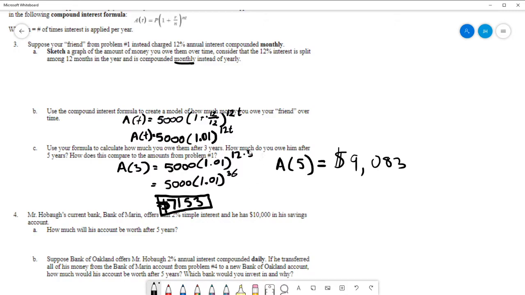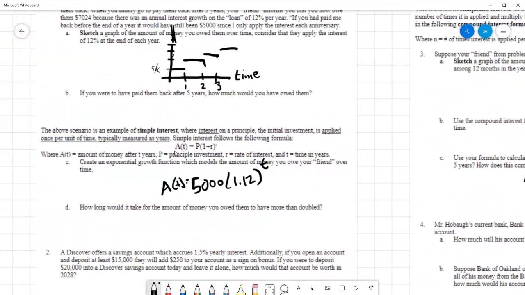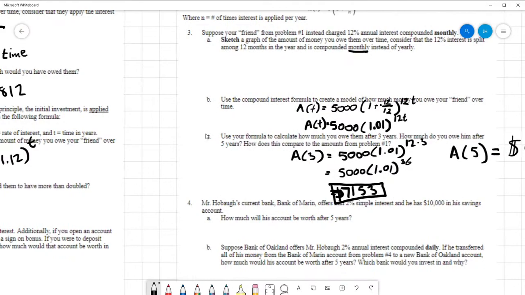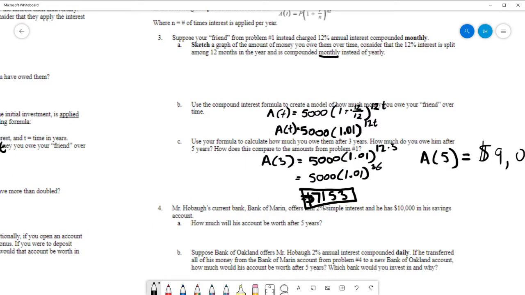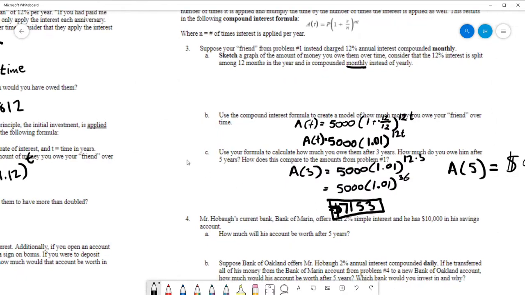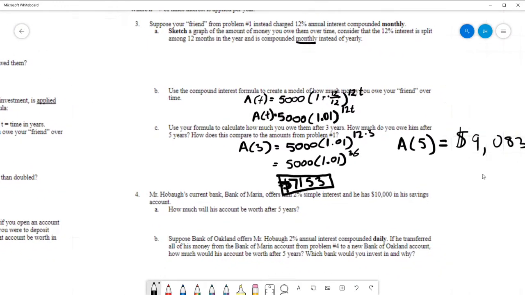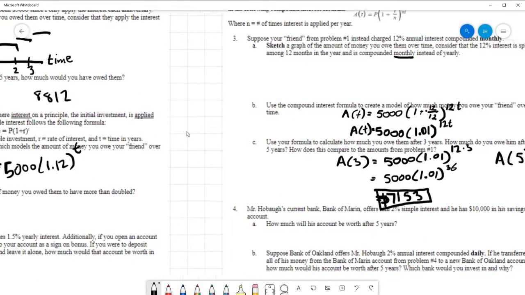And so then it asks us to compare these amounts to what we got in problem one. Now I haven't done problem one here, but I do know that the solution to problem one part B was 8,812, and we were given how much it was after 3 years here. So look at what happens after 3 years when we do it with monthly interest. The amount that we owe him is actually slightly more than when it was just simple interest. And when we do the monthly interest for 5 years, it's also slightly more.